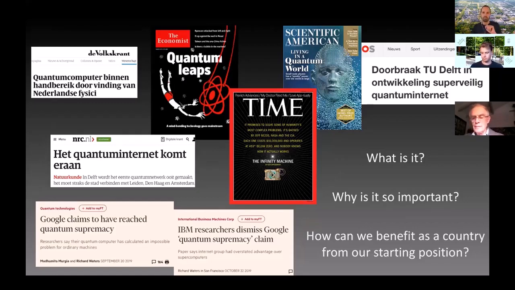So if we talk about quantum, we first have to talk about the roots of quantum. I'm not going to give a physics lecture here, that's of course not the point, but I do want to give you some sense of where quantum comes from, and what the key elements are that make quantum technology a very interesting and powerful new technology.